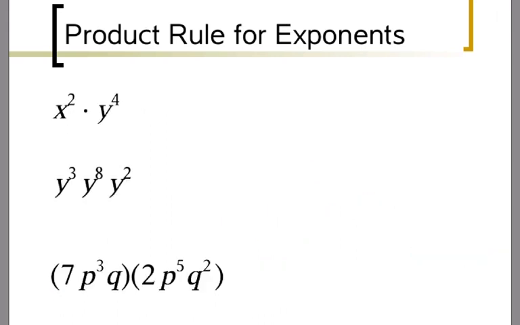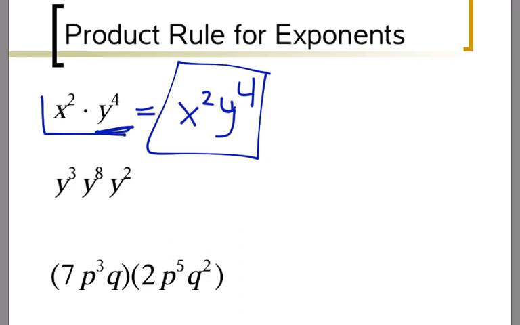Okay? So let's continue with some more product rule for exponents with some variables here. We've got two different ones. We've got an x to the 2nd and a y to the 4th. The reason why I have this example is to show you that there's nothing that you can do. The answer is still just x to the 2nd, y to the 4th. This only works if they were both x's or both y's. Since they're not, you leave them next to each other. There's nothing you can do.